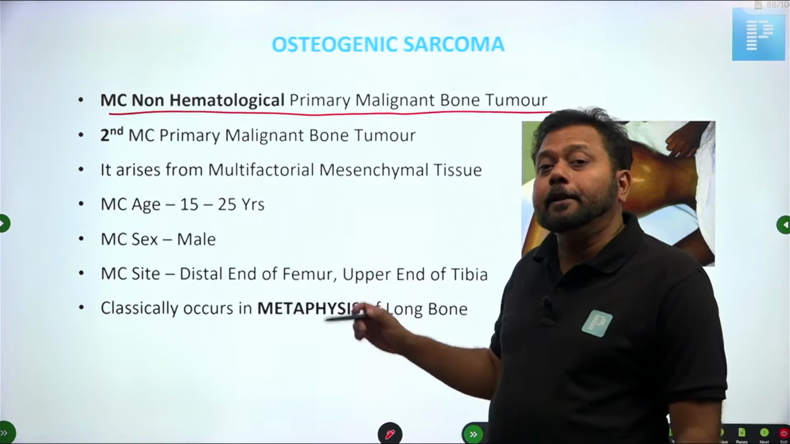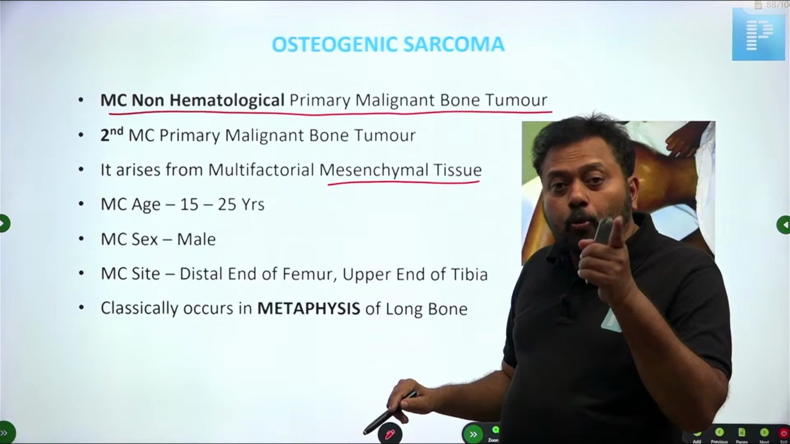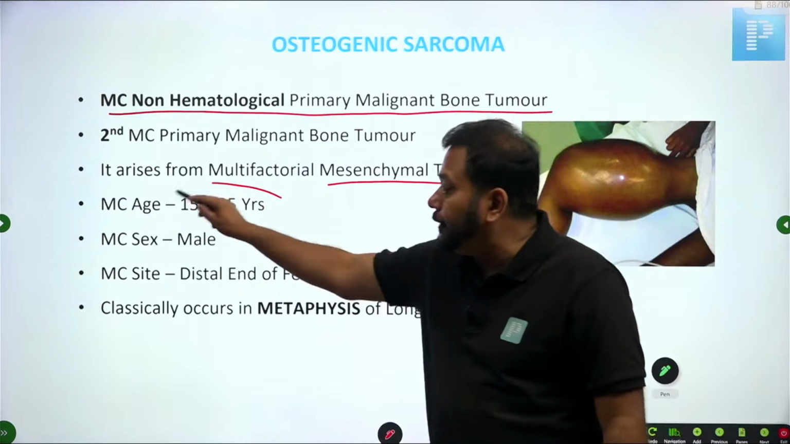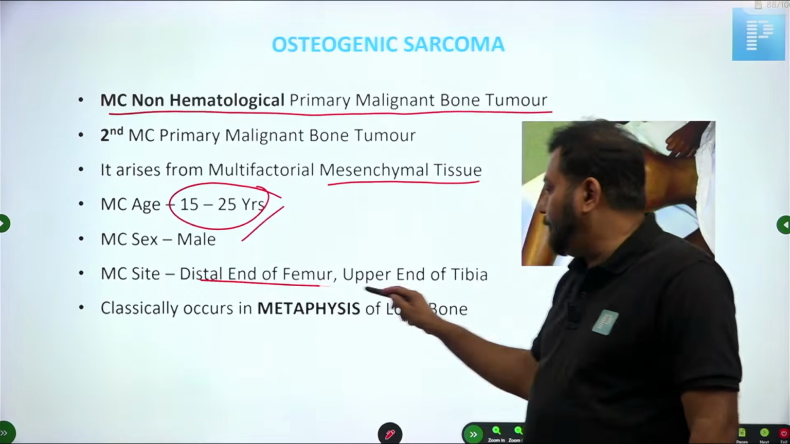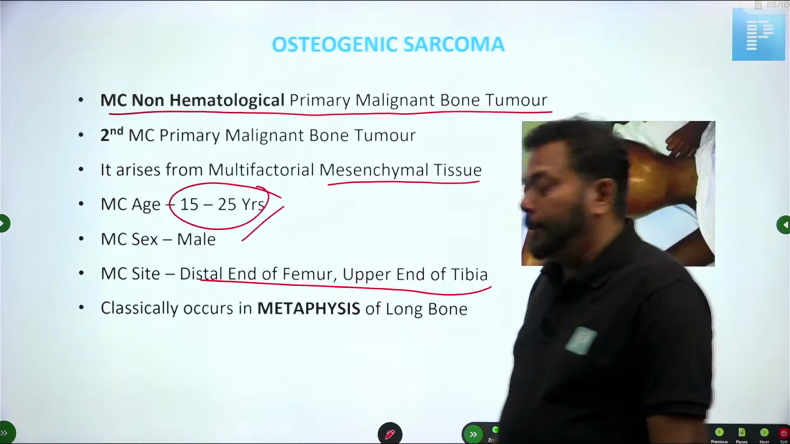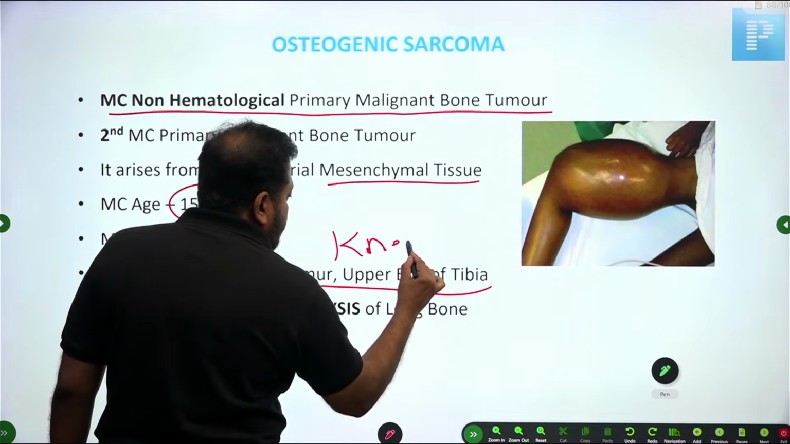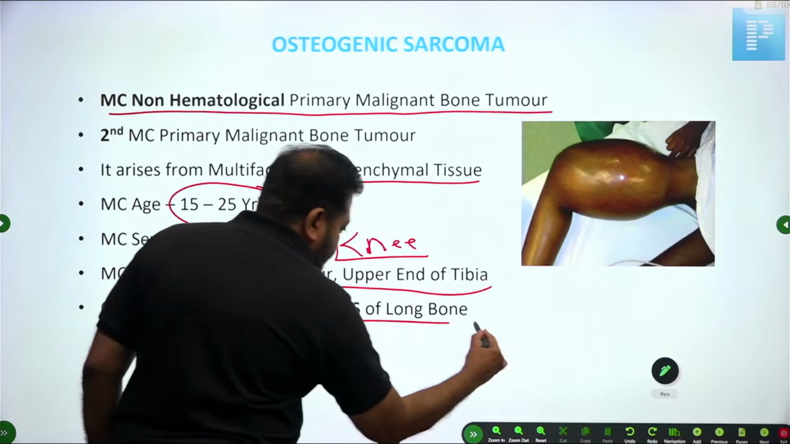It arises from multifactorial mesenchymal tissue. Age group is very important. Only in the clinical history they will give the age, 15 to 25 years. Male sex, distal end of femur, upper end of tibia, that is around the knee joint. Most common site is around the knee joint. Classically, it occurs in the metaphysis.